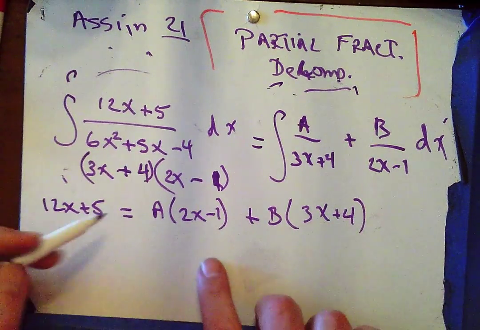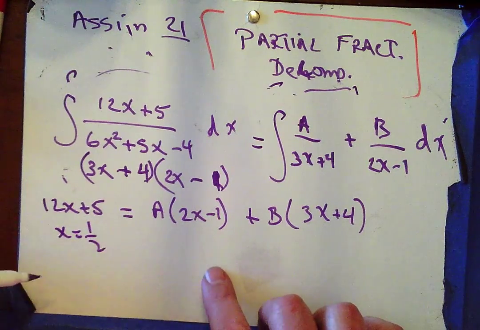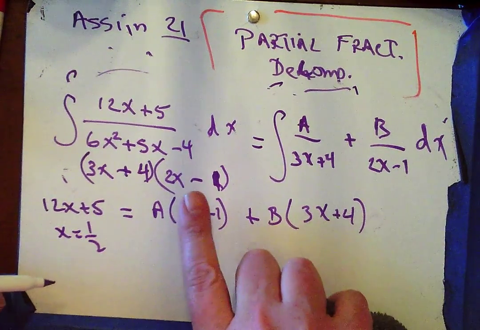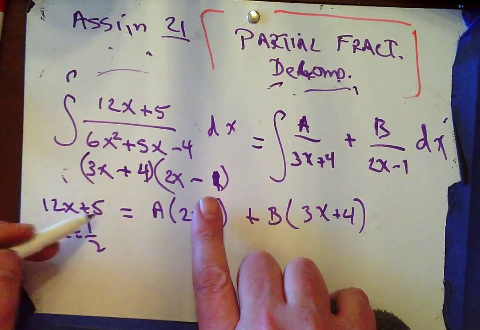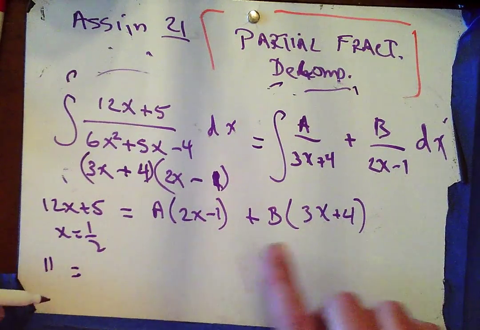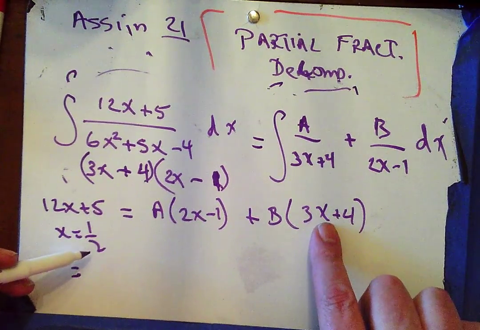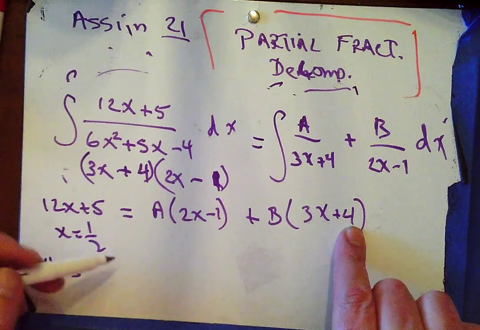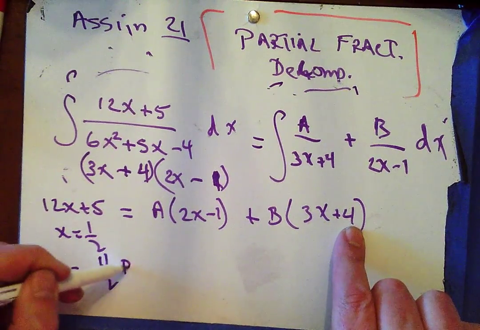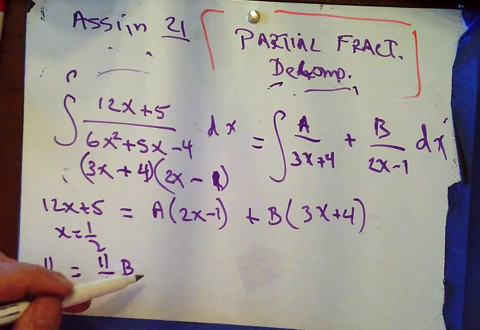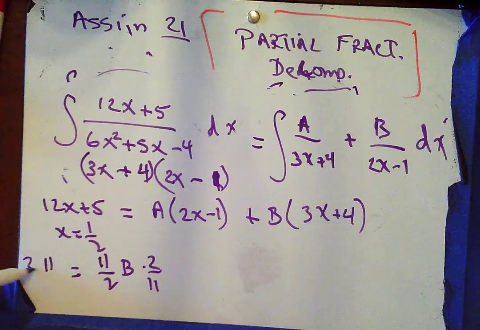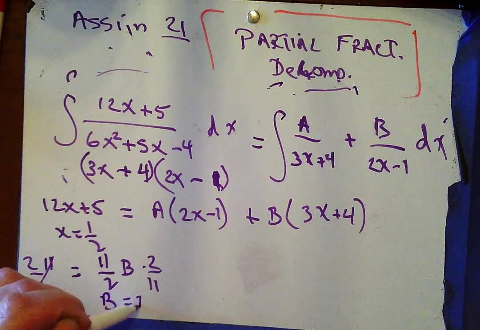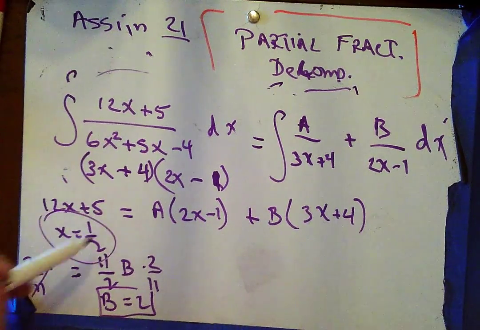Okay, I've got two magic numbers. If x equals 1/2, this disappears. 1/2 times 12 is 6, 6 plus 5 is 11, and I'm plugging in 1/2 for x. So this is 3/2 plus 8/2 is 11/2, B. So if I multiply both sides by 2 over 11, I get that B equals 2. That's from using this magic number.